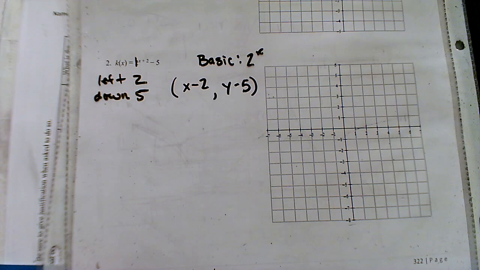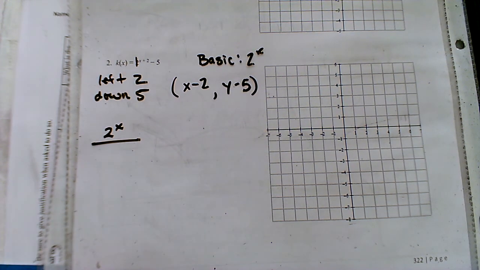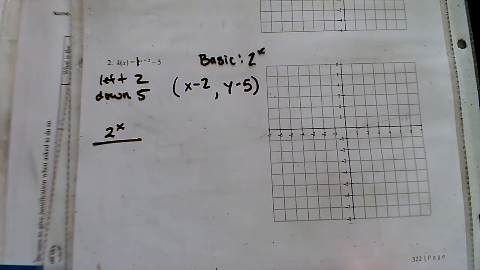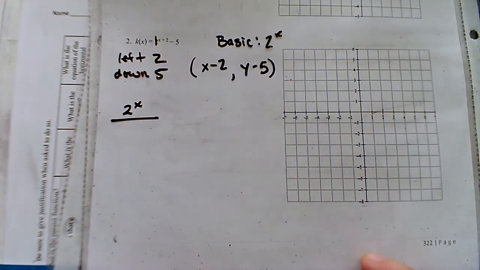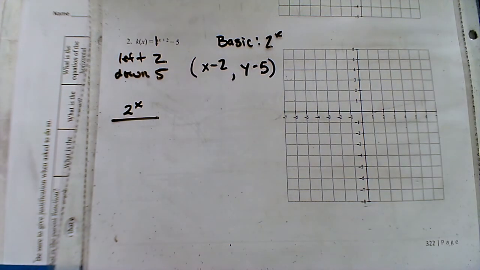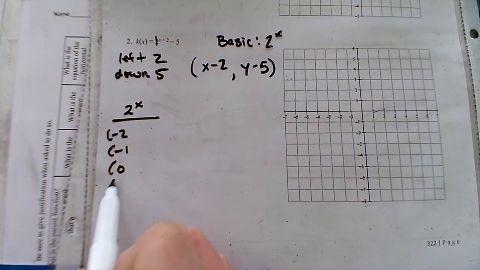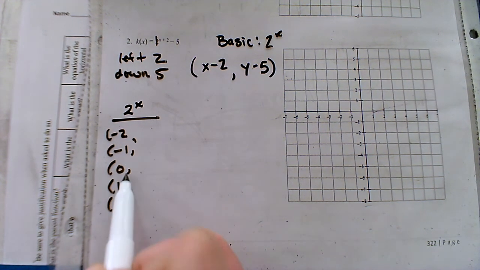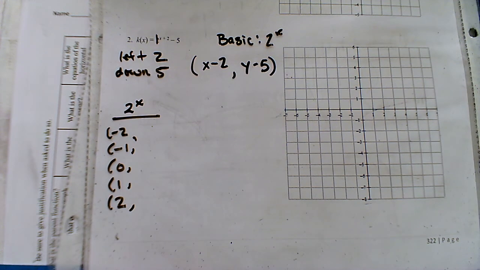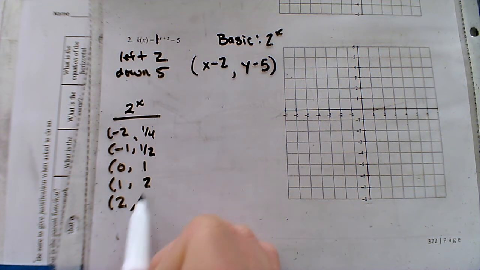Here you go. All right, so now that we have our coordinate rule, we need to think about what are some of the beginning points on this basic graph that we start with. Now, conveniently, this 2 to the x, we kind of investigated yesterday a little bit. We plugged in -2, -1, 0, 1, and 2. And if we just take a moment to plug those in, we'd get 1/4, 1/2, 1, 2, and 4.